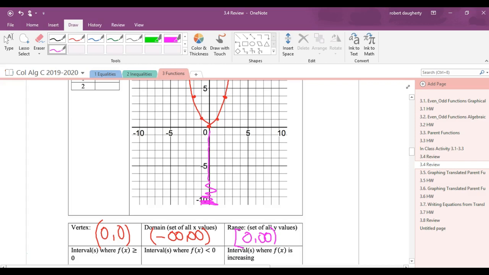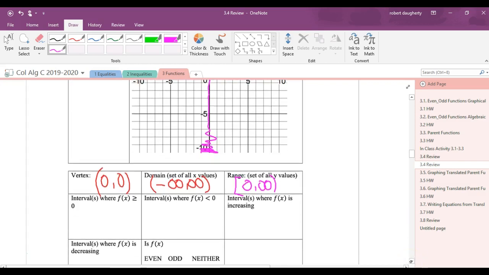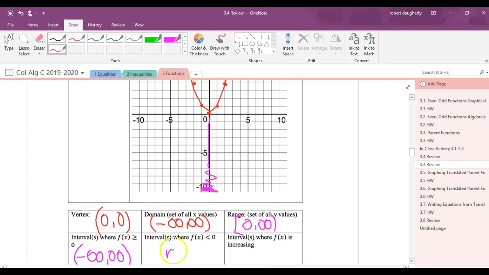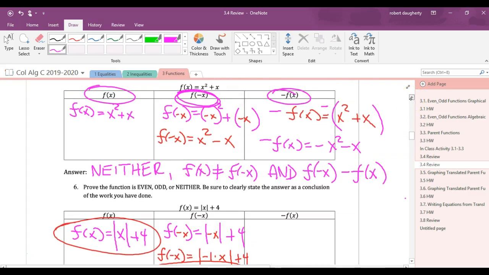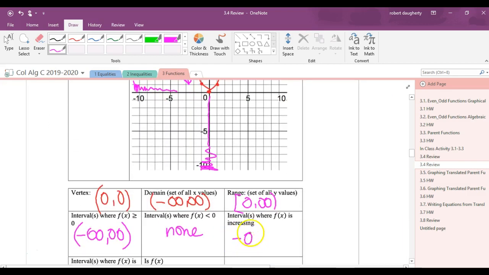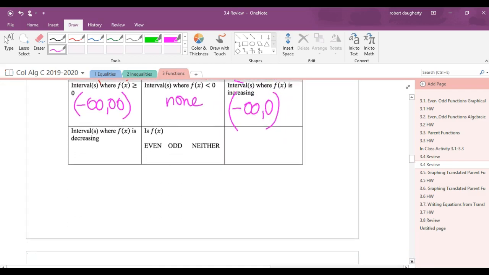Intervals where the function is greater than or equal to 0. Where is it above the x-axis? That's negative infinity to infinity. Where is the graph of this function below the x-axis? That's nowhere. Increasing and decreasing. This function, if I travel from left to right, is going down. It is decreasing. So it decreases from negative infinity to 0. Always parentheses on increasing and decreasing. And then it starts to increase from 0 to infinity. You can look at the graph and tell that is an even function.